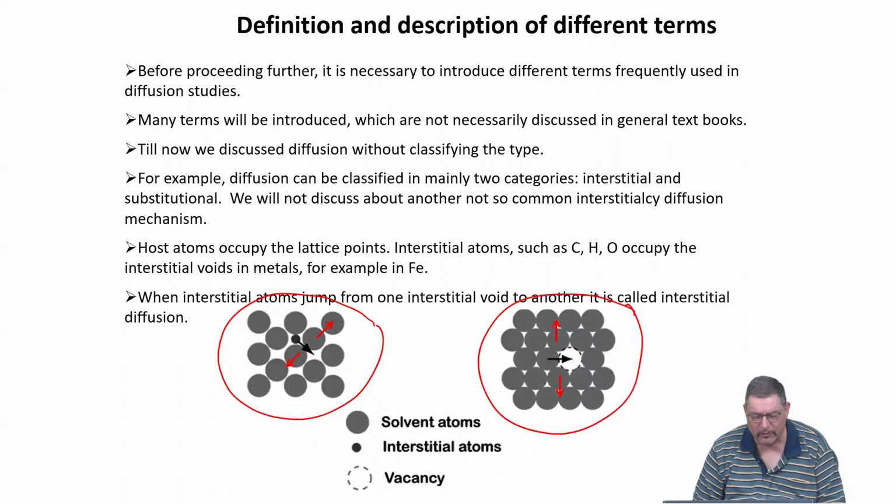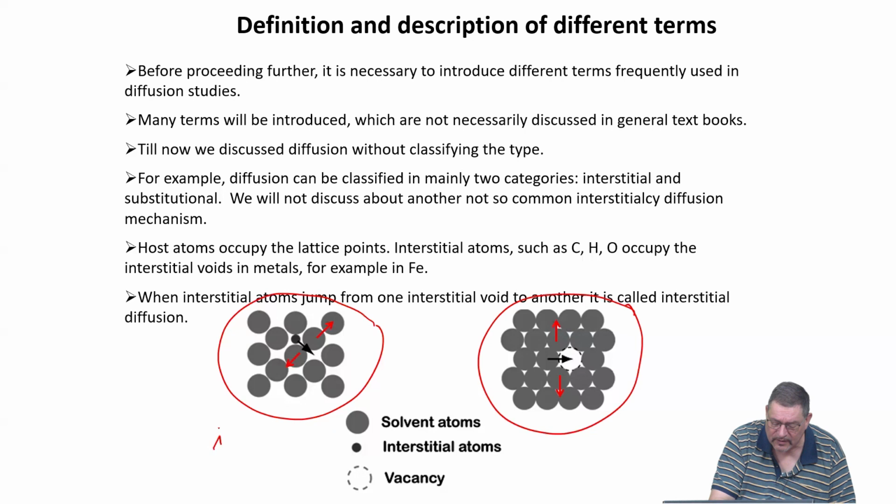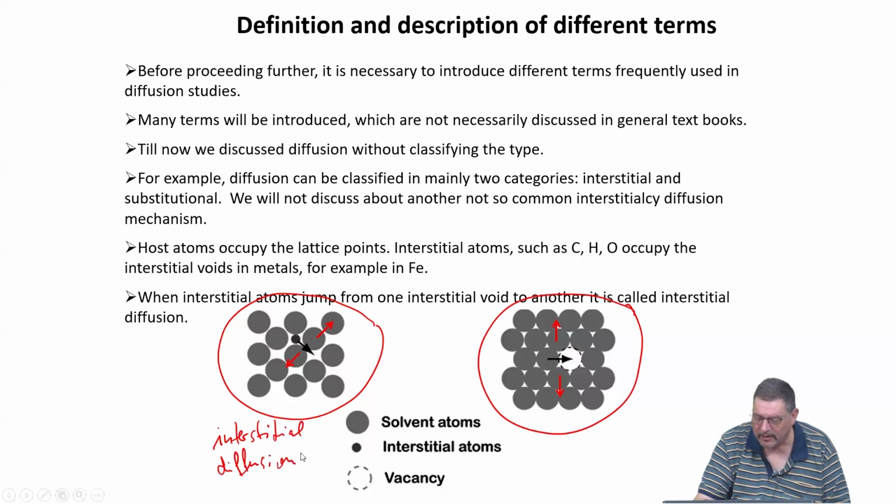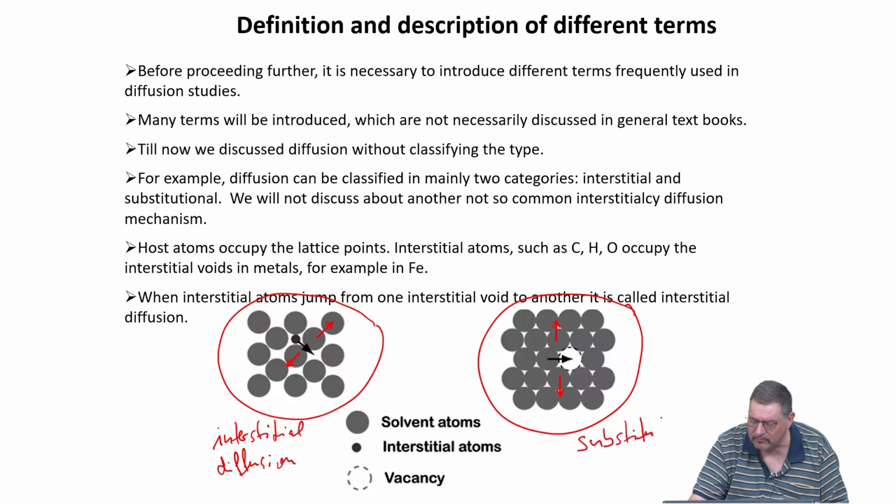So you have obviously on the left side an interstitial atom in the interstitial lattice site. It stays in the interstitial lattice site, and then we call it interstitial diffusion. And if we have one of the atoms which make up the lattice going from one lattice position to the other, then it's called substitutional diffusion.